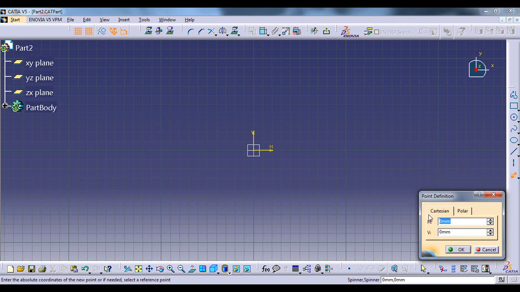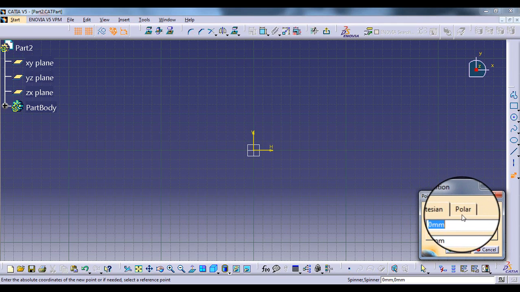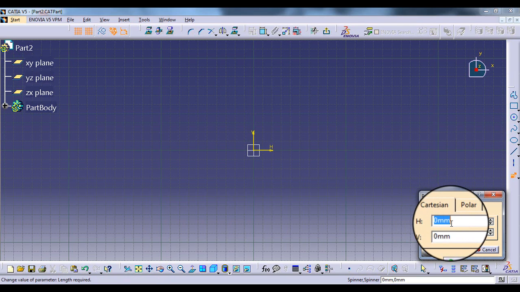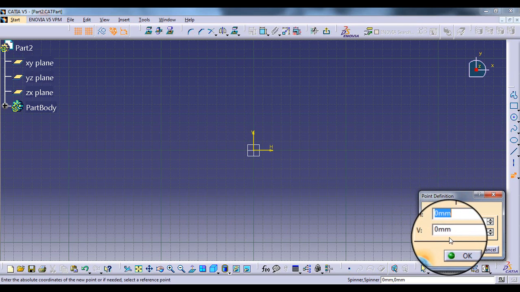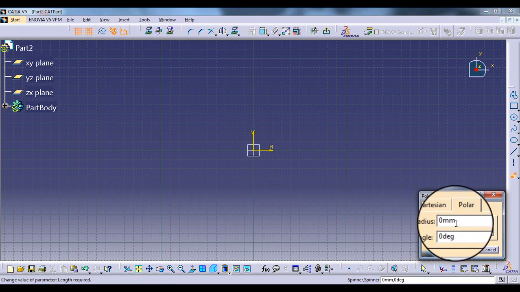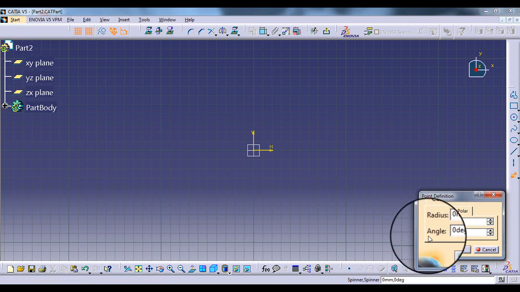This provides us two coordinate systems to work on, that is the Cartesian coordinate system and this polar coordinate system. In the Cartesian coordinate system, we are required to enter the horizontal distance and also the vertical distance. But in the polar coordinate system, we are required to enter the radius and also the angle with respect to the horizontal axis.